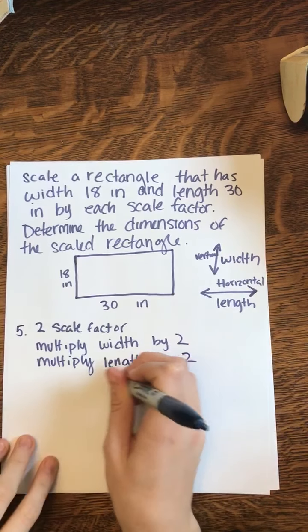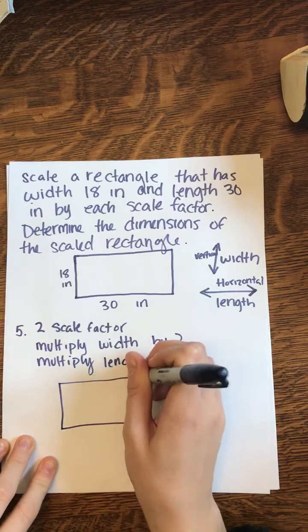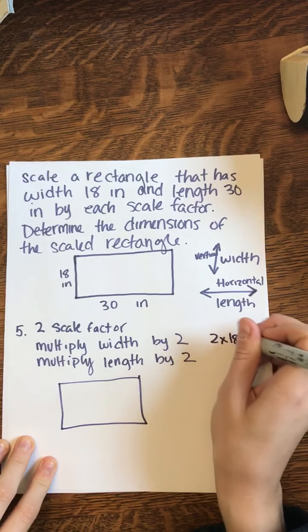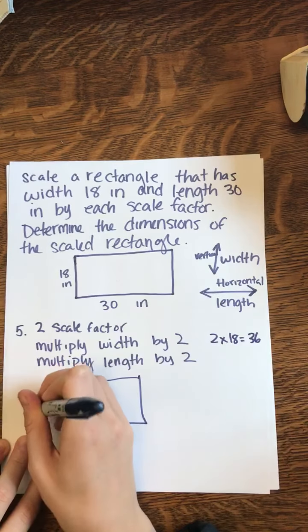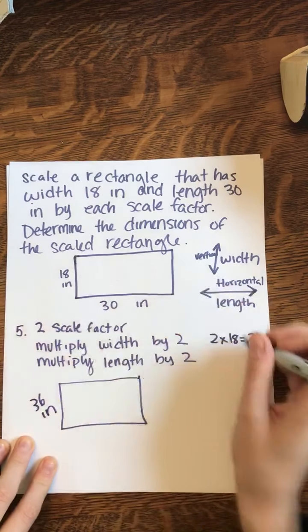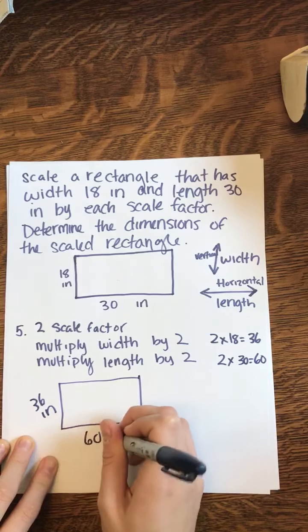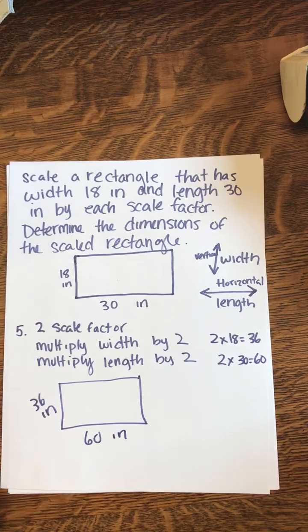So to create my new rectangle with the scale factor of 2, 2 times 18 is 36 inches. So this is 36 inches. And then 2 times 30 is 60 inches. So this is my new rectangle with the scale factor of 2.